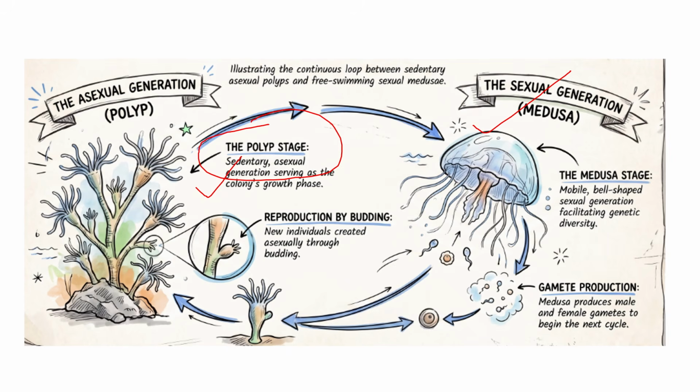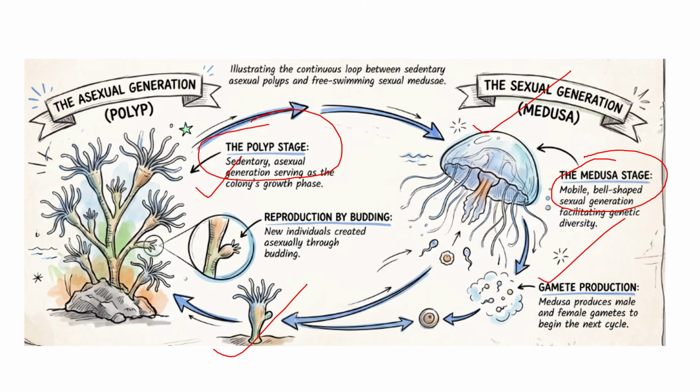So they are making Medusa stage, and this Medusa stage, which is free swimming, it can move to another places, and it will do the sexual reproduction. Means it will make the gametes. So Medusa will produce both male and female gamete to start the next cycle. So you can say the strategy is to shift between the stationary asexual polyp, which expand the area through budding, and free swimming sexual stage Medusa, which is responsible for making gametes.